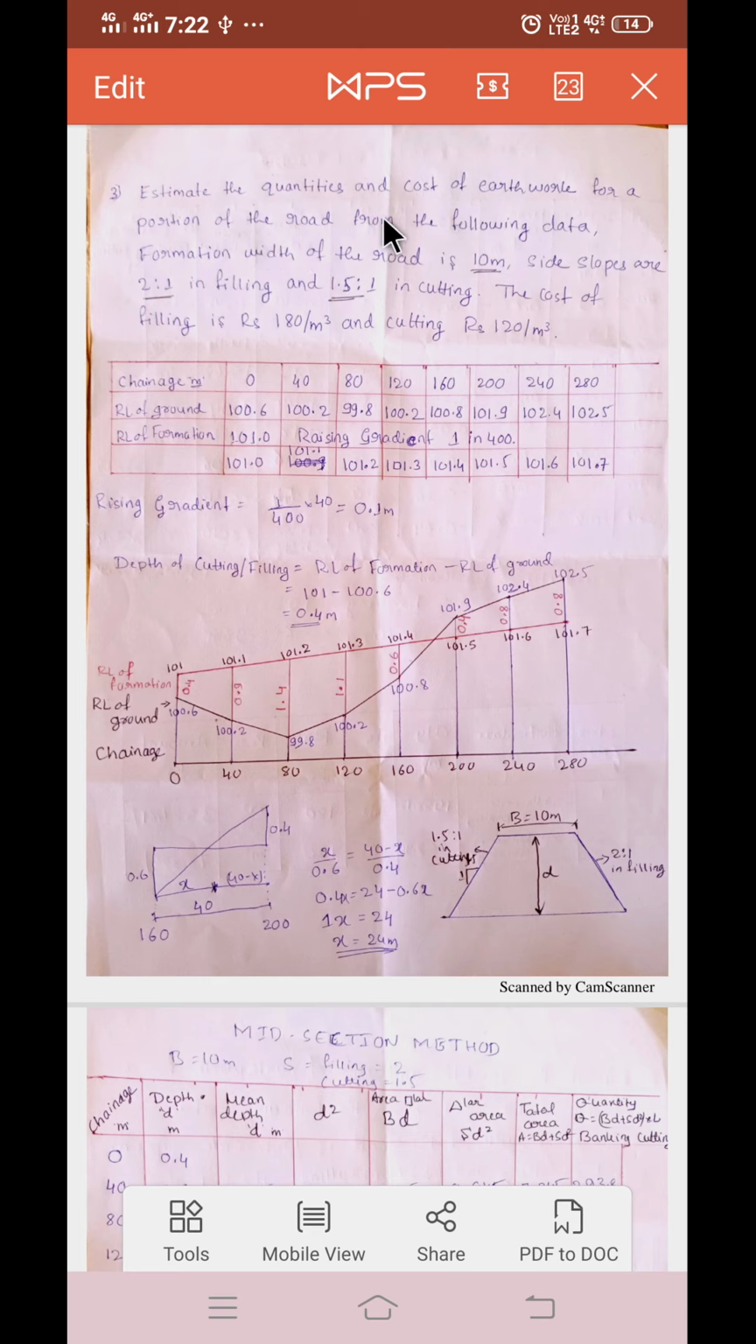Estimate the quantities and the cost of the earthwork for a portion of the road from the following data. The formation width of the road is 10 meter, that is B equal to 10. The side slopes are 2:1 in filling, S equal to 2 when it is in filling, and 1.5:1 in cutting. The cost of filling is rupees 180 per meter cube, and the cost of cutting is rupees 120 per meter cube.